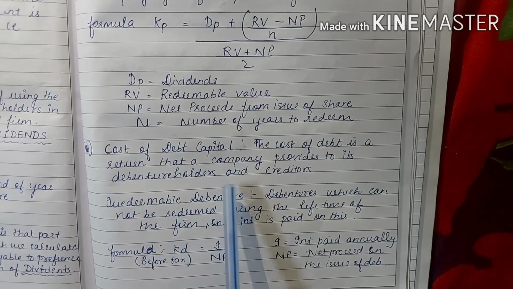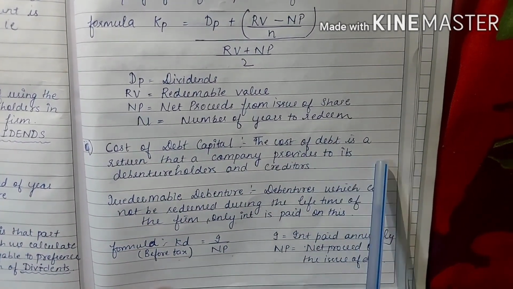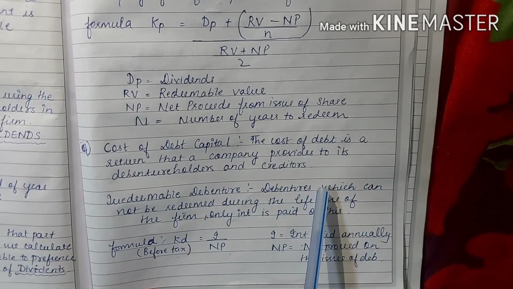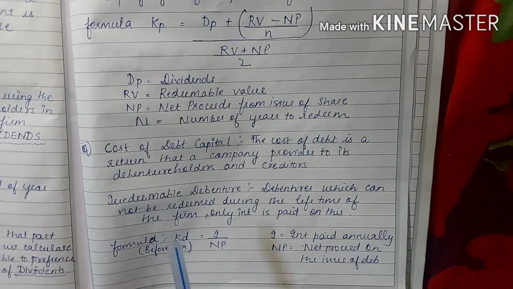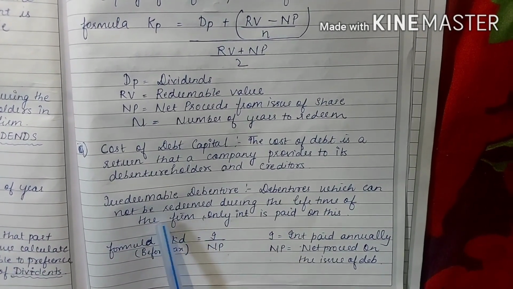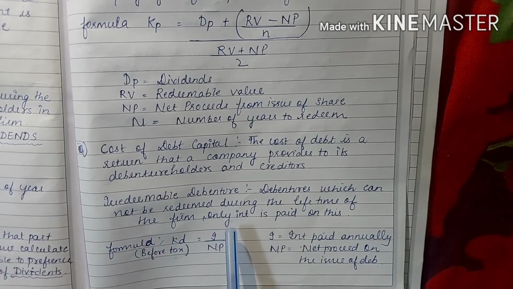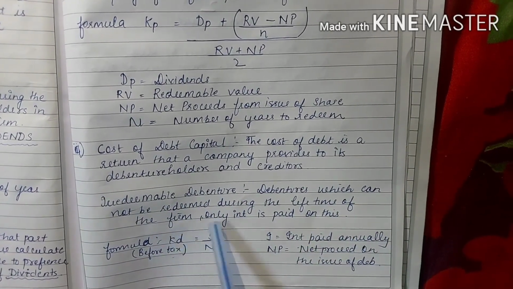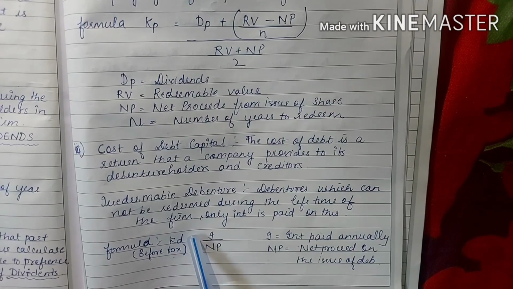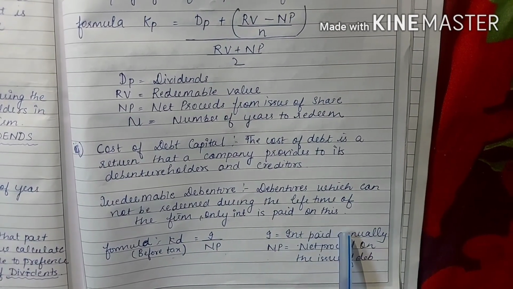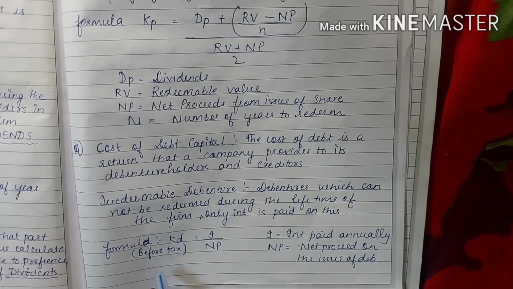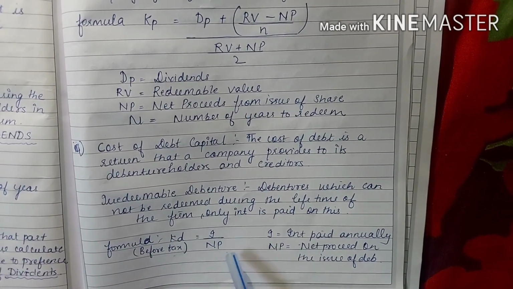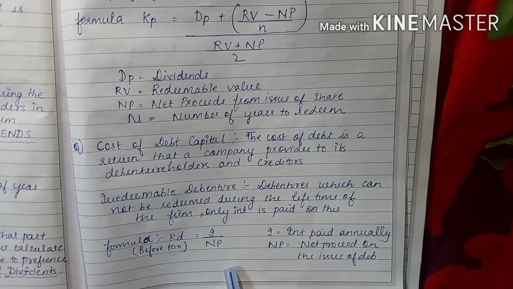Cost of debt capital. Cost of debt is a return that a company provides to its debenture holders and creditors. Here also there are two categories of debt: irredeemable debentures and redeemable debentures. Irredeemable debentures are debentures which cannot be redeemed during the lifetime of a firm. Only interest is paid on this. So the formula for computing the cost of debt capital before tax is interest upon net proceed.